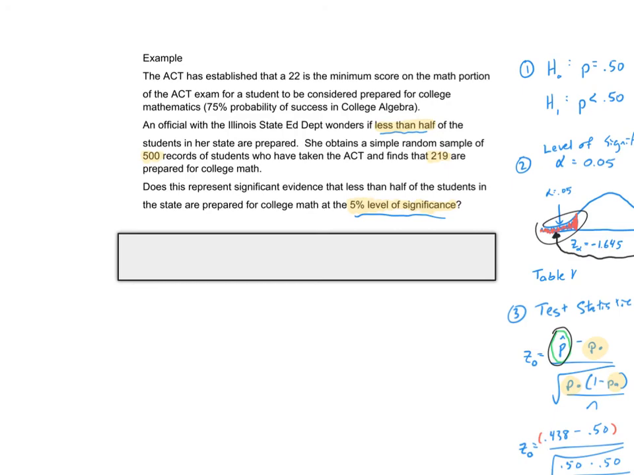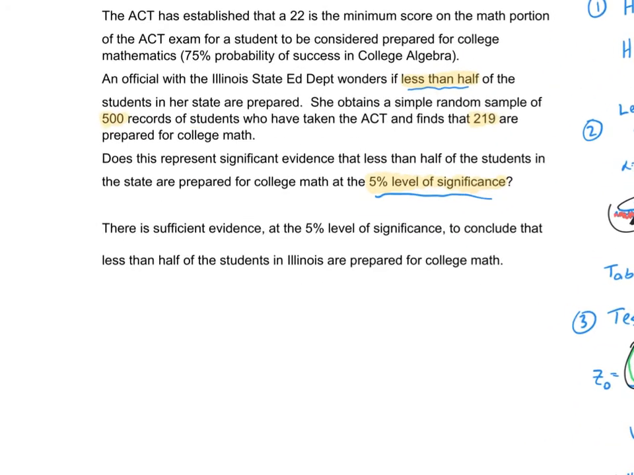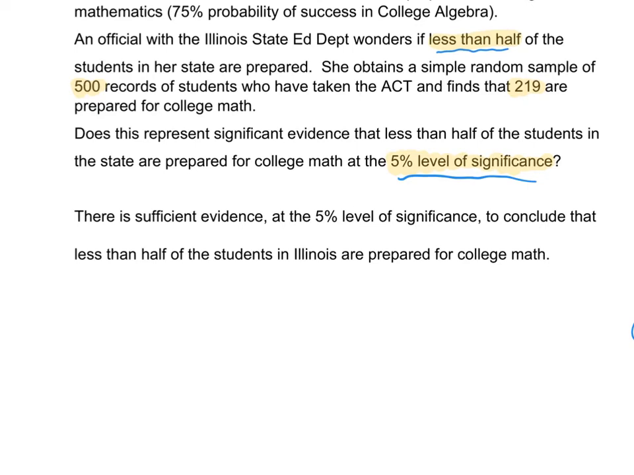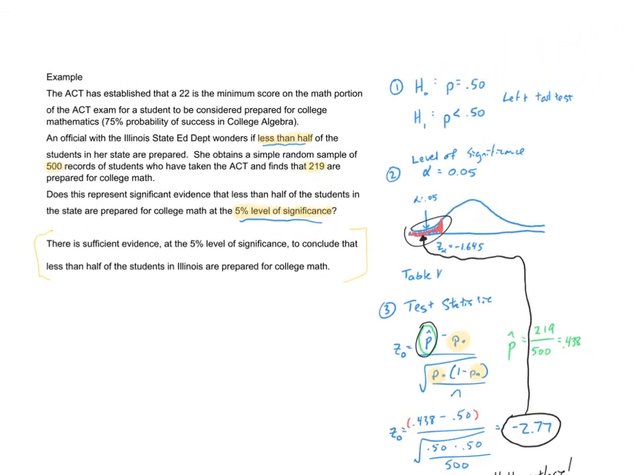Okay? That's that part. And then finally, step 5 is what's been here under the box this whole time. So let's make that go away. Step 5, zoom in on it. There is sufficient evidence at the 5% level of significance to conclude that less than half of the students in Illinois are prepared for college math. That's the super fancy sentence. It's got all the key buzzwords in there. Get comfortable with writing your own sentence, but you have to be able to draw that final conclusion. What does it mean about that population? That's the goal here, is to understand what all of the work on the right means.